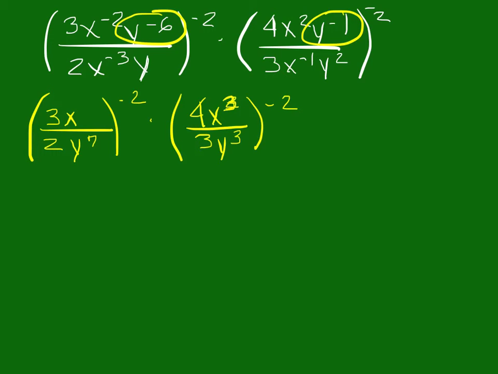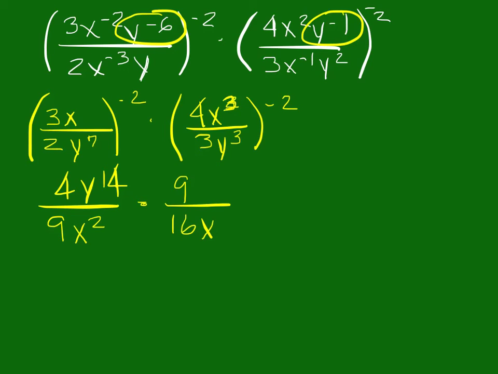Now we can distribute the negative 2 exponent. 3 to the negative 2 is a 9 on the bottom, and 2 to the negative 2 is 4 on top. That would also give us an x squared on the bottom and a y to the 14th on top. On the right hand side, we would have 16 on the bottom, 9 on top, x to the 6th on the bottom, y to the 6th on the top. You can cancel 4 into itself once, into 16 4 times. The 9s completely cancel out.